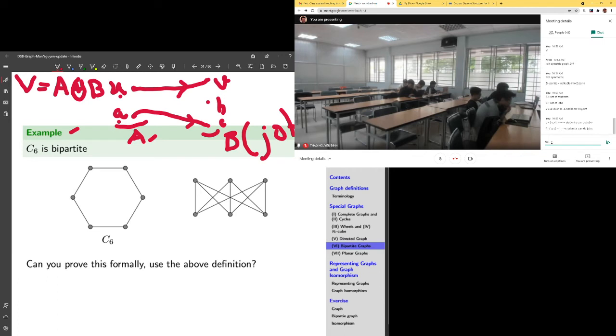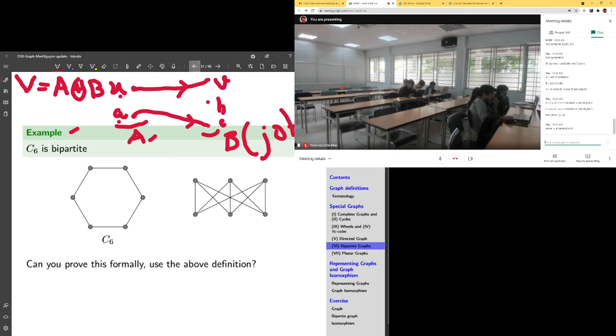So you understand why we do not allow the connection between student A and student U, because by the concept the two nodes U and A belong to A. Not allowed, okay? So that's the concept of bipartite.